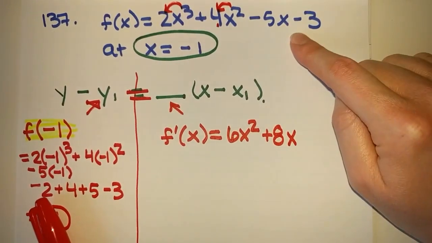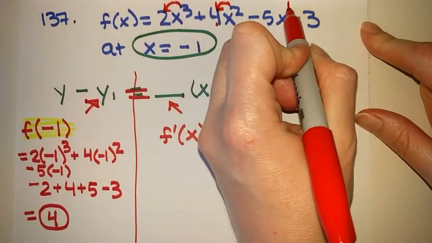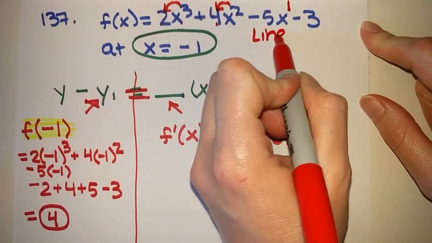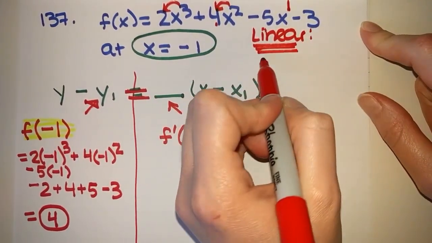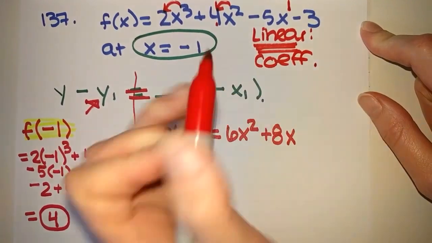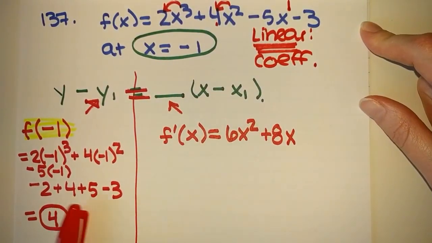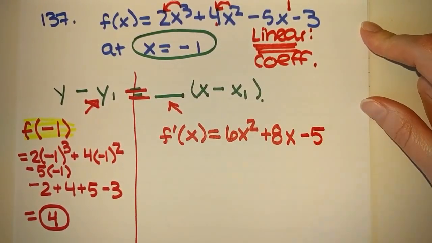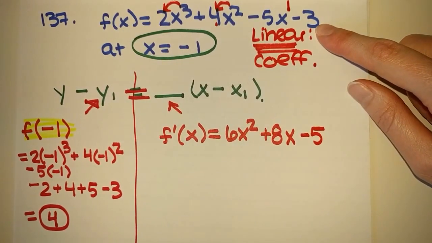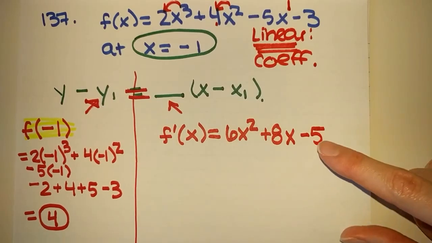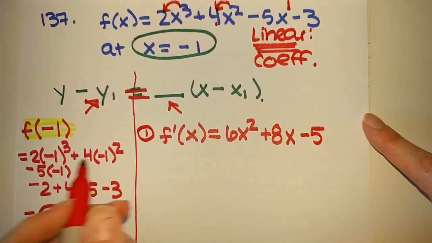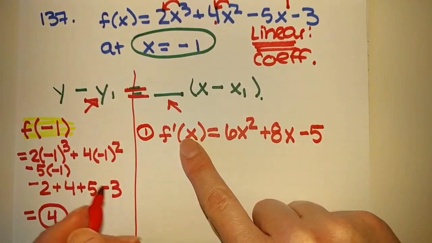Now, this -5x is raised to the first power. So that really stands out to us when we see that first power. That means it's a linear term. And if it's linear, then we're just going to use the coefficient. So we will have -5. And then the -3 is a standalone constant, so it's just going to go to 0.